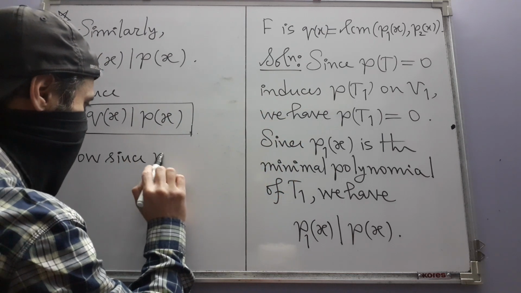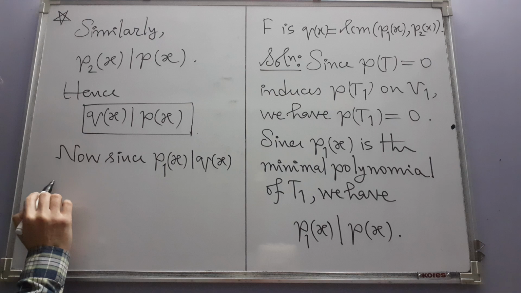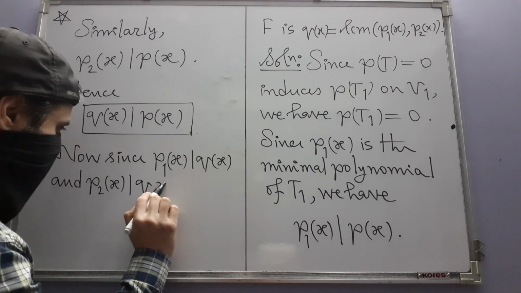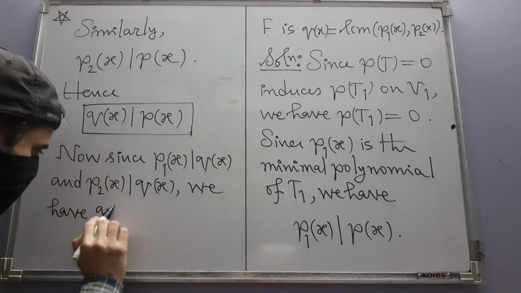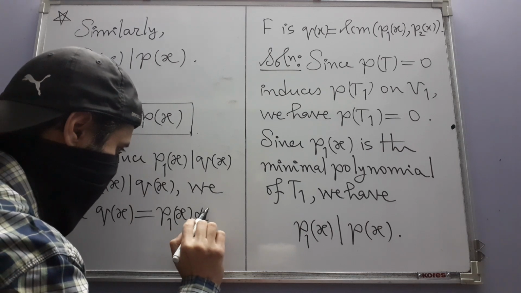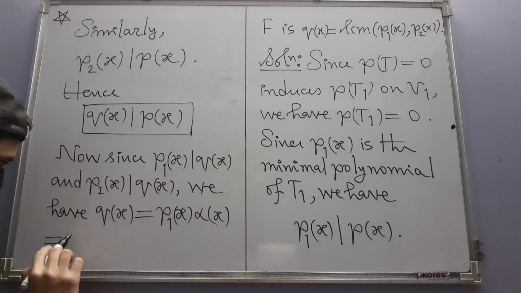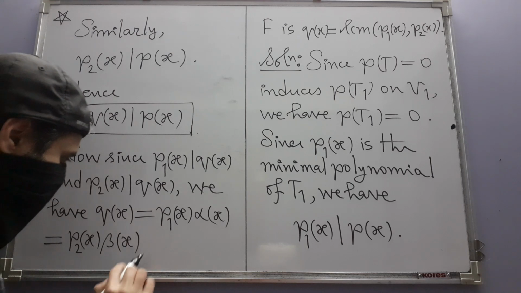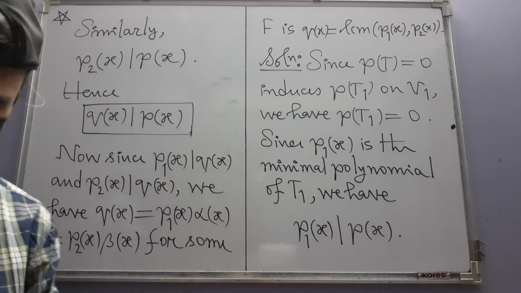So since P1 divides Q and P2 also divides Q, we have Q of x equal to P1 of x times, say, alpha of x, and at the same time, because of this relation, this is also equal to P2 of x times, say, beta of x for some polynomials alpha and beta.